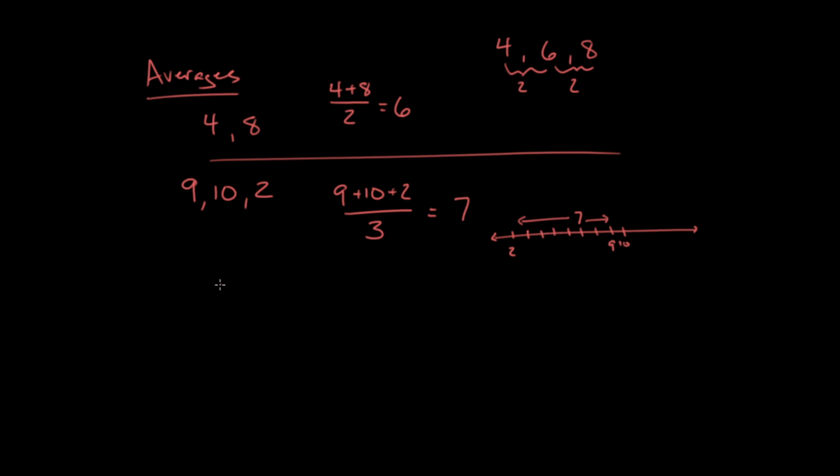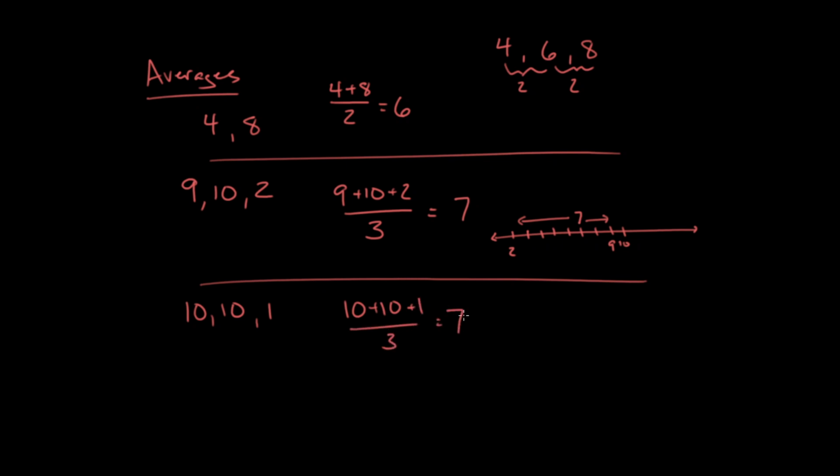So let's emphasize this even a little bit more. Let's look at numbers that'll work out nicely here: 10, 10, and 1. If I do the same thing, I'm still going to add these together, and I will still get 21 up top. So my average will still be 7. Again, I can look at my number line. I'm starting at 1 this time, though: 2, 3, 4, 5, 6, 7, 8, 9, and 10.